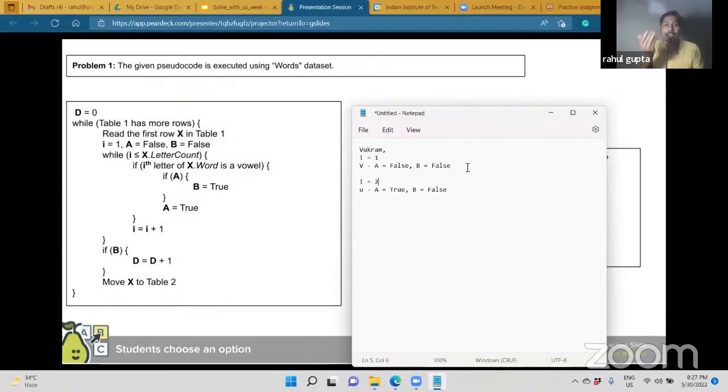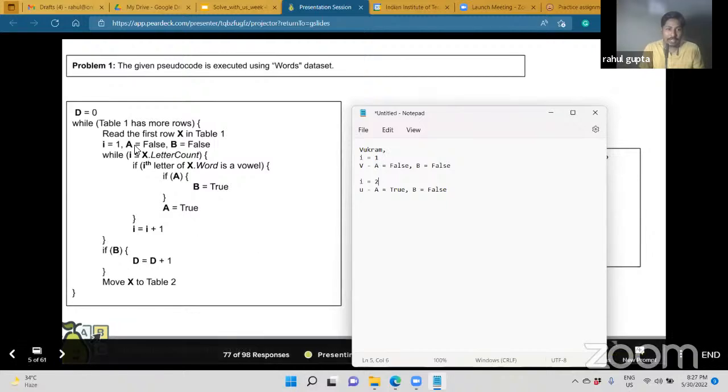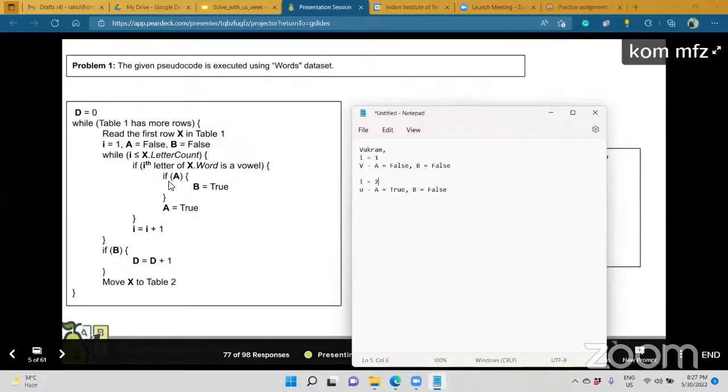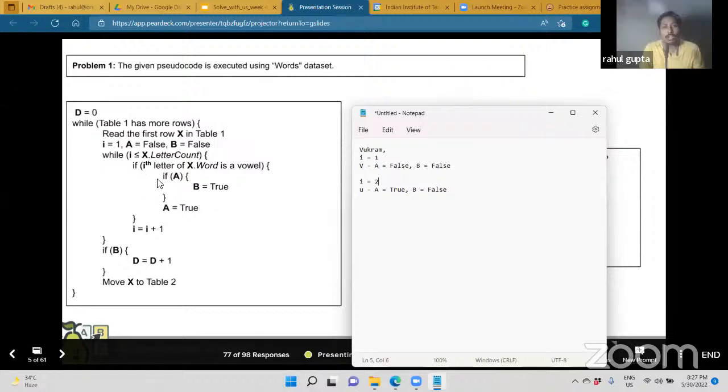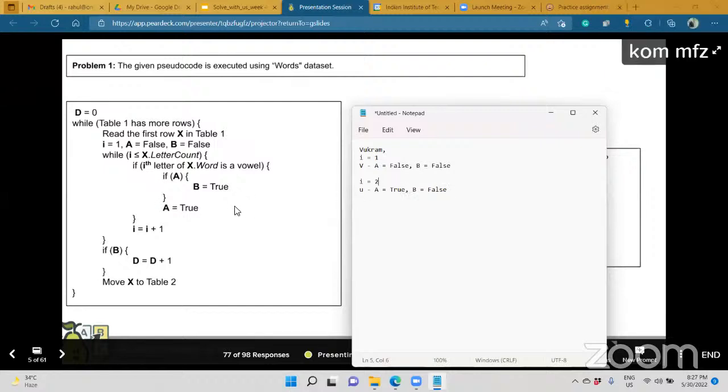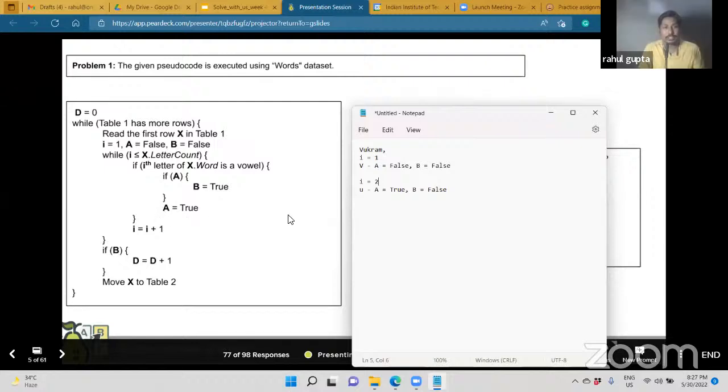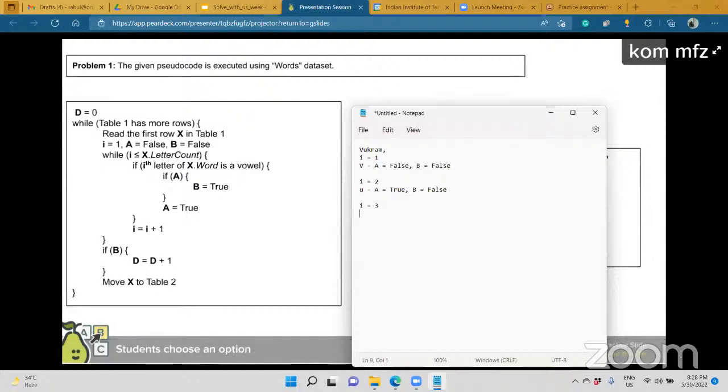Okay. Sure. When I equal to 2, we went. So if the ith letter of the word is a vowel, oh, it is a vowel. Yes, sir. So we will enter, but we will not enter in this small if block, right? Yes, because A is still false. But fortunately, A became true here. And I came out of this if block. Again, I incremented I. So I becomes 3.